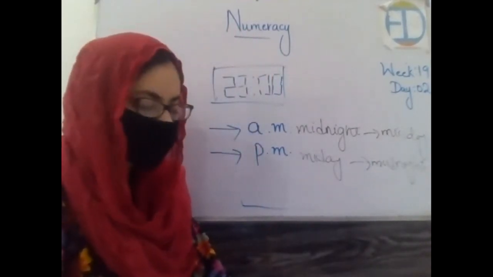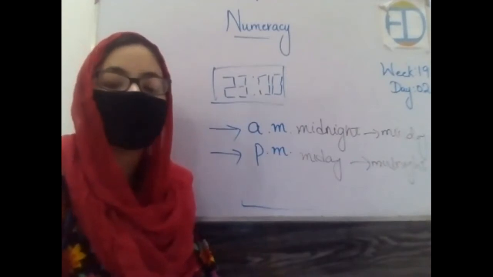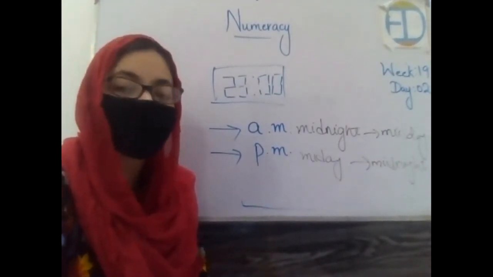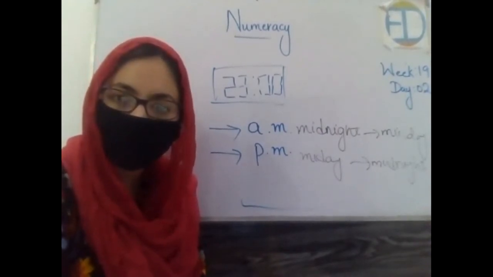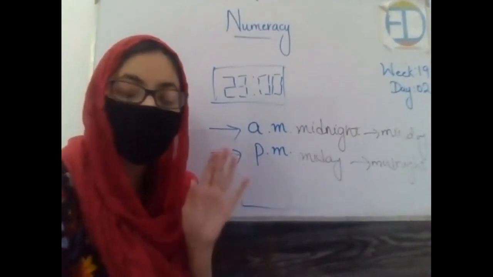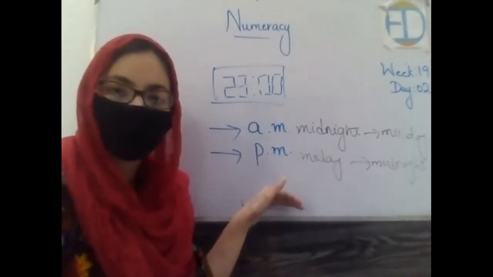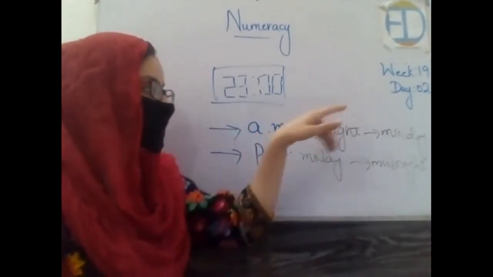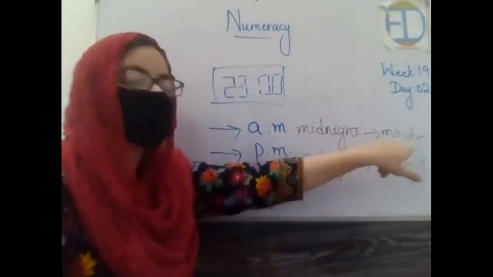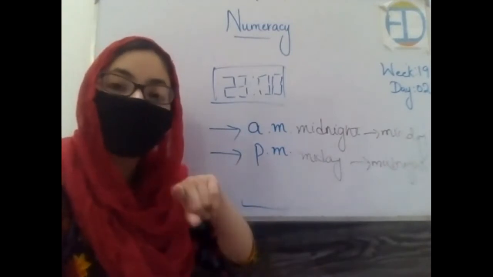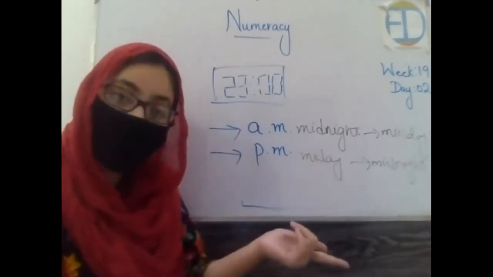Got it? So let's practice it in this manner. You get up at 7 a.m. or 7 p.m. You get up early in the morning at 7 a.m. or p.m.? Now look at this. Does that come in from midnight to midday? Yes. So this means that you get up at 7 a.m. Very good.